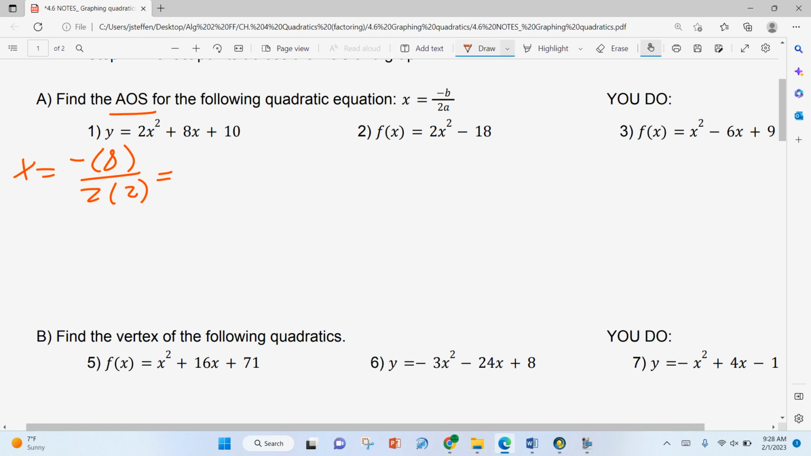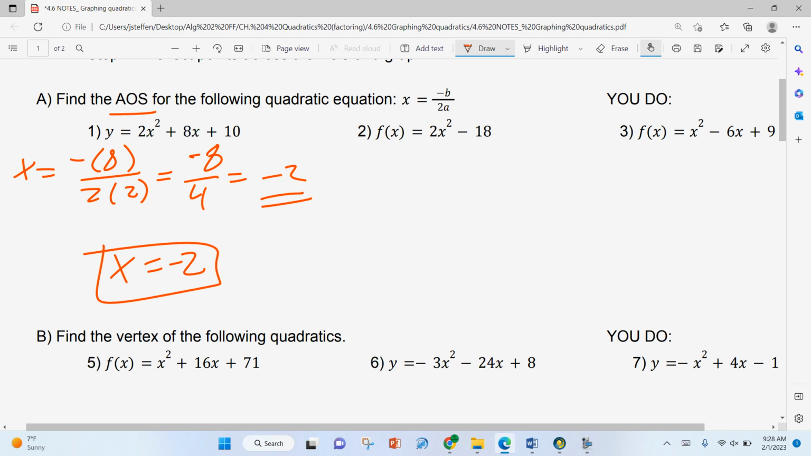That ends up giving you negative 8 over 4, and honestly, you can put it in your calculator anyways, but negative 8 over 4 is negative 2. That's the axis of symmetry. But keep in mind, it is a vertical line, so technically it's got to be x is equal to -2. When you graph the line, x is equal to -2. We talked about it earlier: x is equal to a number is a vertical line.